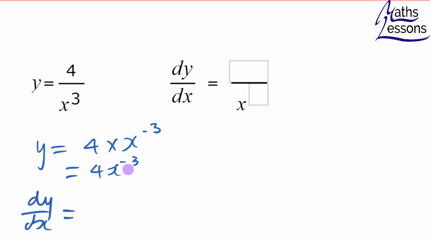to get our differentiation function, minus 3 times 4. And then we've got x. And we take 1 off the power, which gives me minus 4. Minus 3 times 4 is minus 12.